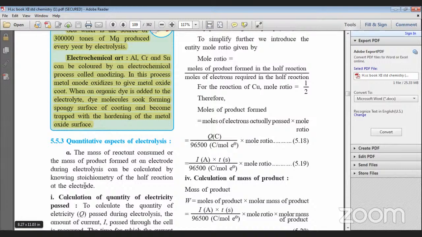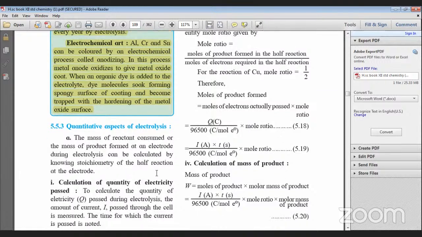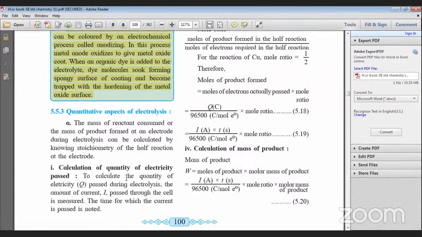So whatever mass of a reactant is consumed, suppose you have taken a particular molar solution. When you have to prepare any molar solution, you have to dissolve a certain amount of a substance into a particular amount of water. So how much you have used, how much is used up during the reaction, and at the end how much product we are obtaining. This is called the quantitative aspect, and this is only possible by the stoichiometric reaction. Means the reaction should be balanced. If you use an unbalanced reaction, you won't get the correct answer.